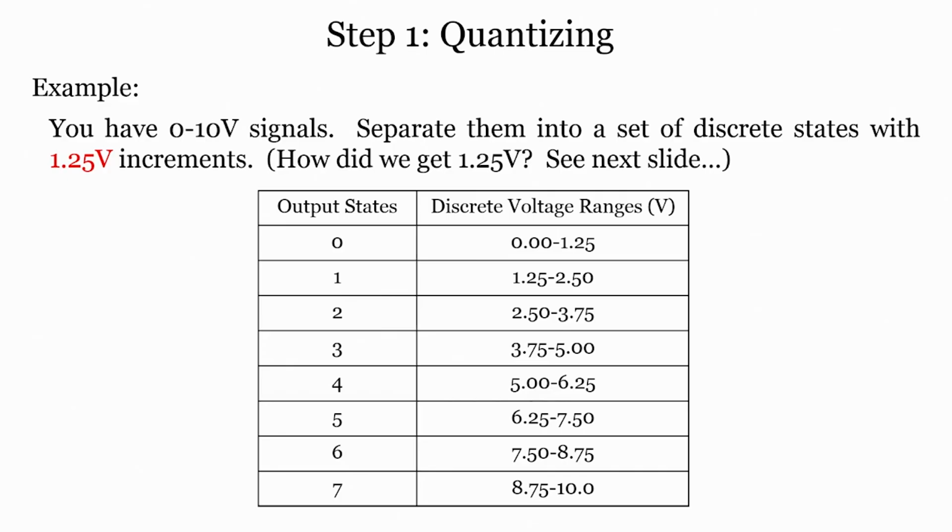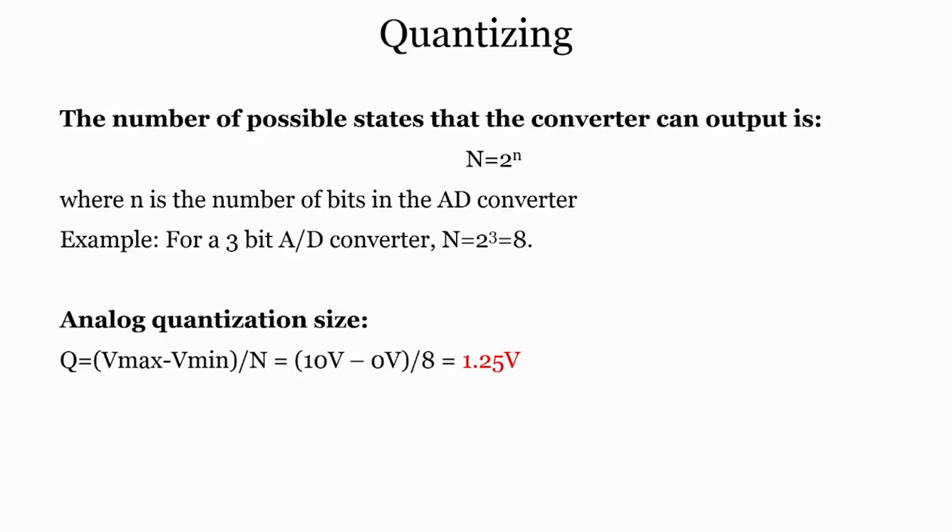We will see in the next slide, but let us see here. So, you can write 0 to 7, right, because 0 to 10 volts is there. Let us say output states are 0 to 7, 0.00, 1.25, and so on. So, when you have this kind of discrete voltages, you have output states from 0 to 7. Now, the number of states that a converter can output is N equals 2 raised to n.